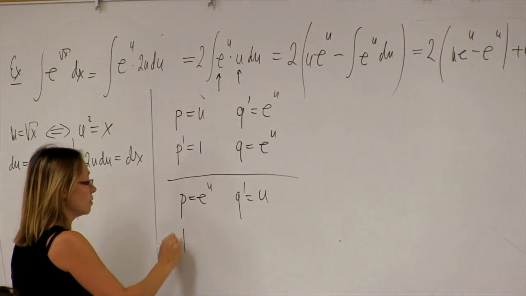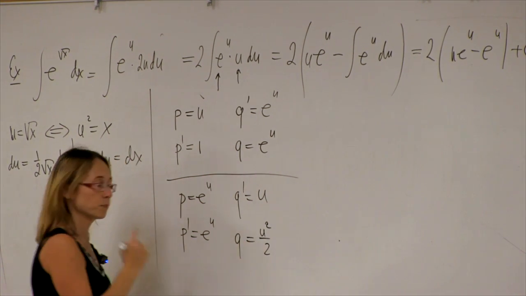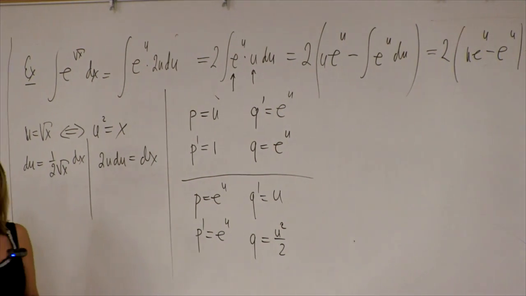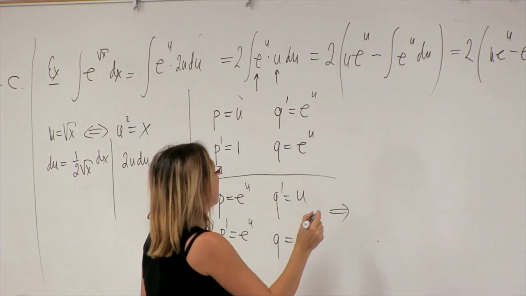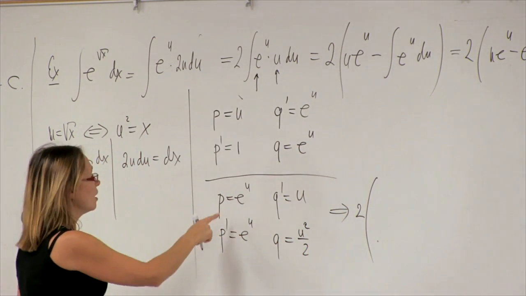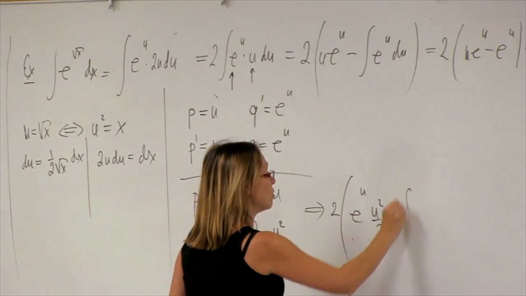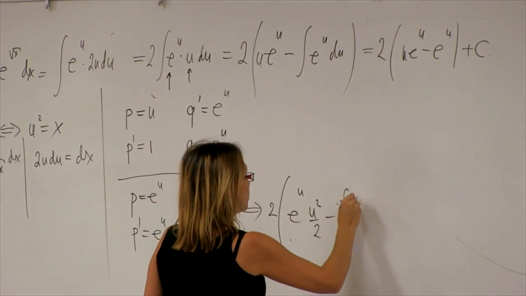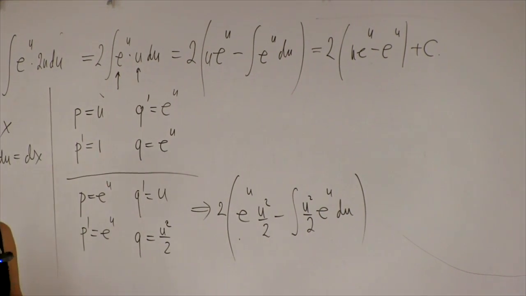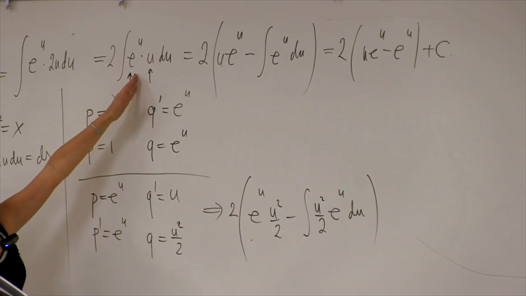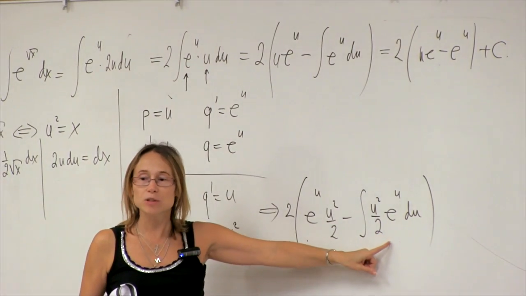Okay, now p prime is e to the u, q is u squared over 2. Can you see this when I take the antiderivative? So that would be an alternative way to rewrite this integral. So applying this, we obtain the following. P times q, e to the u squared over 2 minus u squared over 2 e to the u du. Now I stand back and I think. I start from something that looks like e to the u times u. And I ended up with an integral that looks like e to the u times u squared. Is it better or worse?